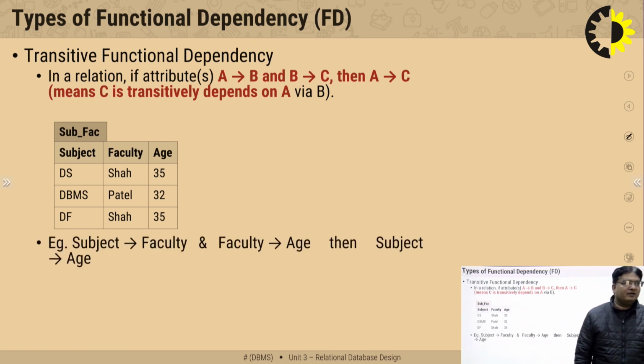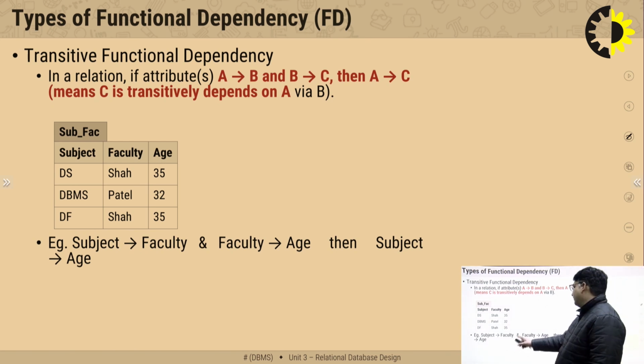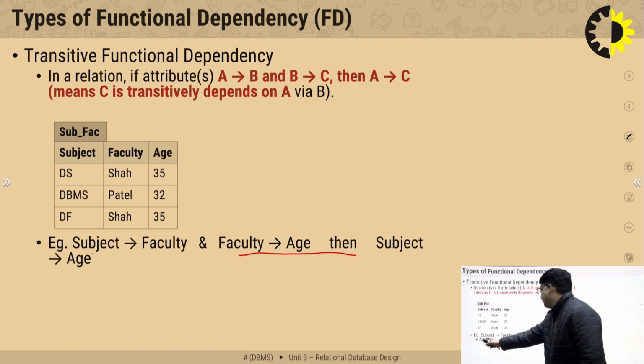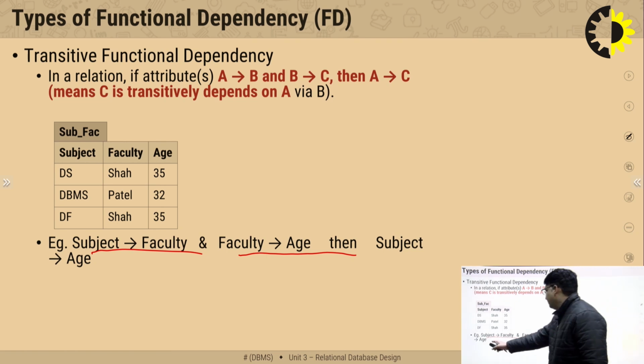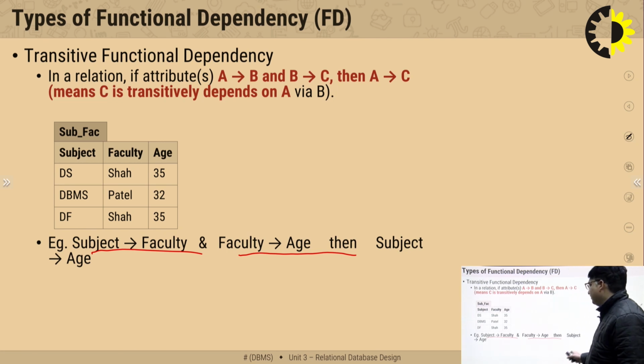Now here subject determines the faculty and faculty determines the age. Then we can say that subject determining faculty and faculty determining age. That is, A is determining B and B is determining C. Then we can say that subject determines the age. That is the example of transitive functional dependency that we need to look.